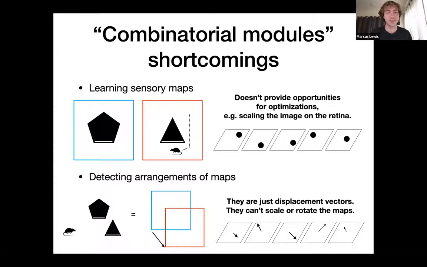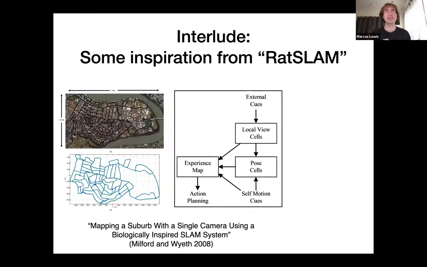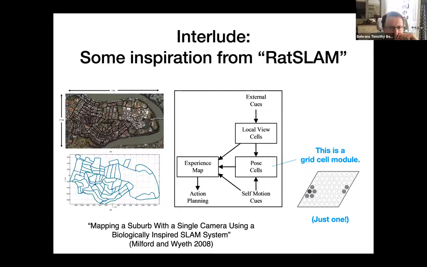And so I'm going to now jump into an interlude, some inspiration from a system called RATSLAM. This is a paper that came out in 2008, and it's a system that used grid cells to do something practical and mapped a suburb. I'm not diving deep into it. There's just one thing about it I want to zoom in on. I thought it was interesting when I first saw the paper that they didn't use multiple grid cell modules. They use grid cells, but they only use a single module.